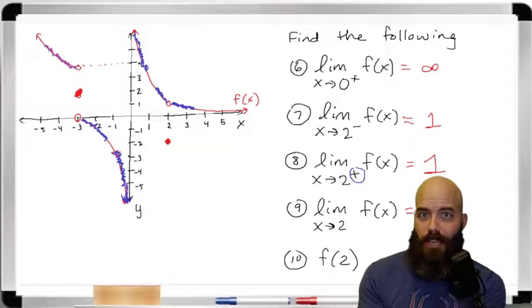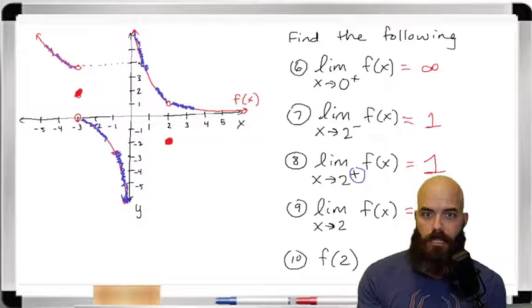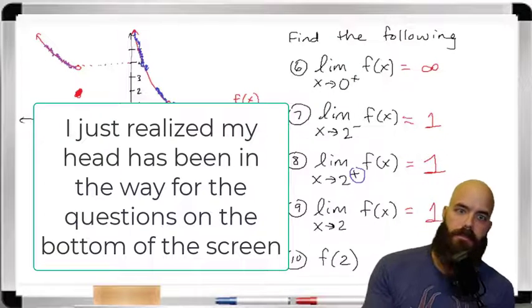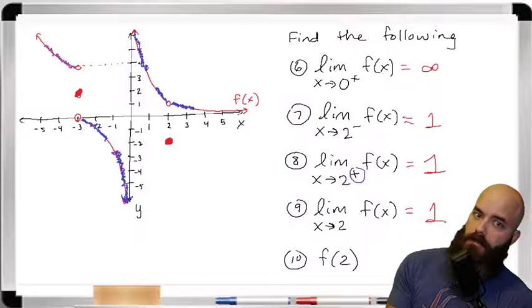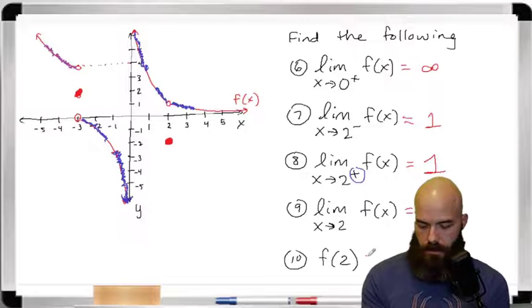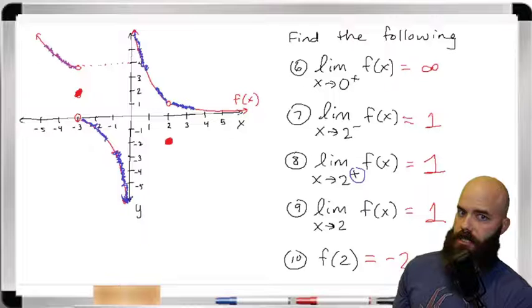What is the function value at 2? And that's where we need the closed circle. So when x actually does equal 2, the function value there, let me do that real quick. The function value there is negative 2.